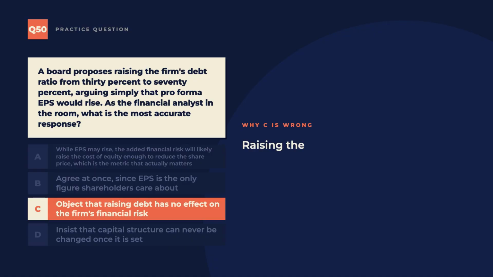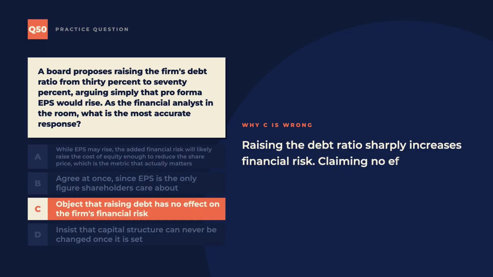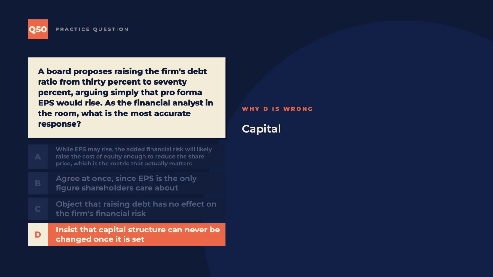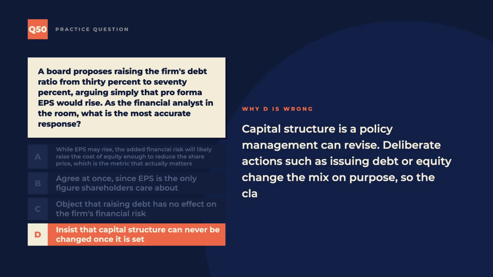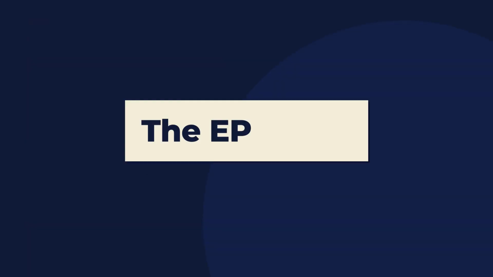C is wrong because raising the debt ratio sharply increases financial risk. Claiming no effect on financial risk is simply false. D is wrong because capital structure is a policy management can revise. Deliberate actions such as issuing debt or equity change the mix on purpose. So the claim that it can never change is wrong.